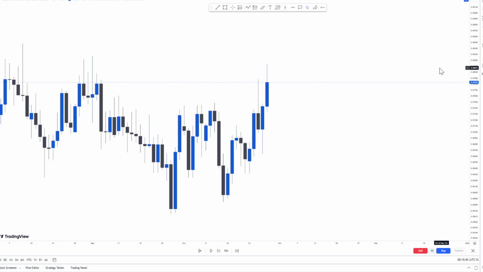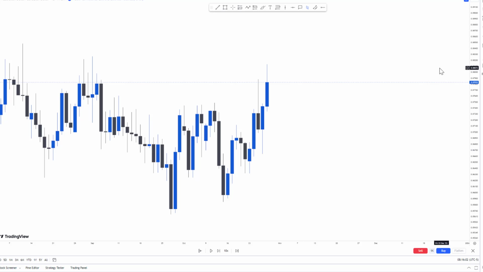This is going to be a very quick lesson. In today's lesson, I will show you how to turn a failed fair value gap into a profitable strategy. A lot of people trade from fair value gaps, and that's a lot of ICT traders. They make money from trading fair value gaps.